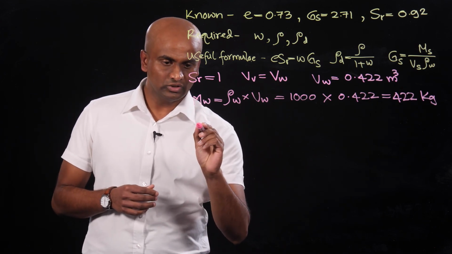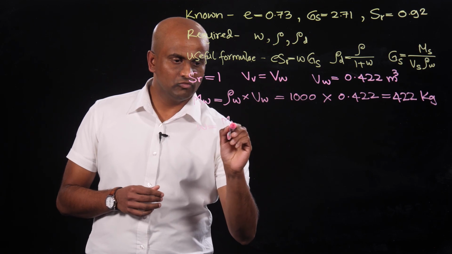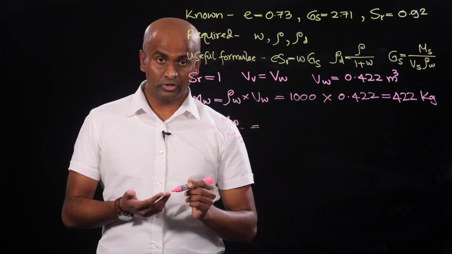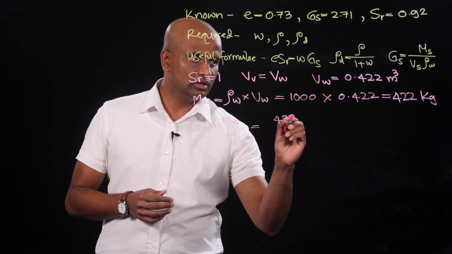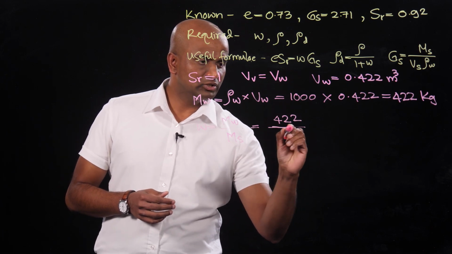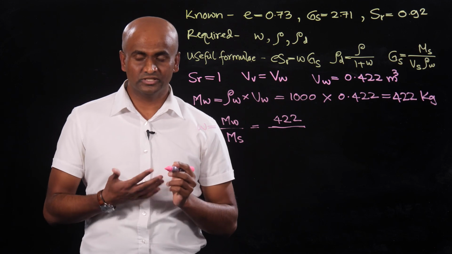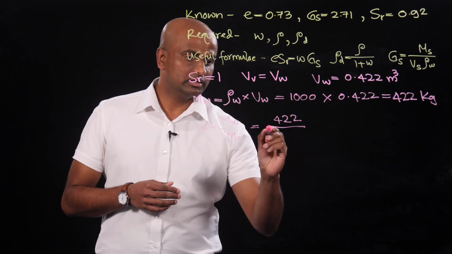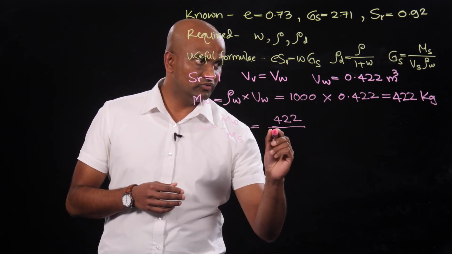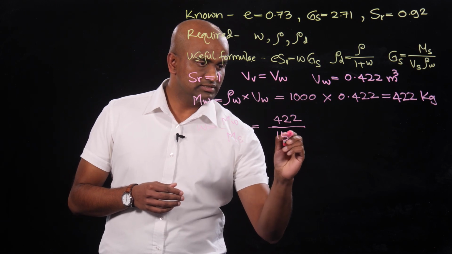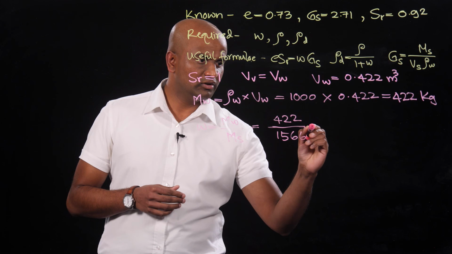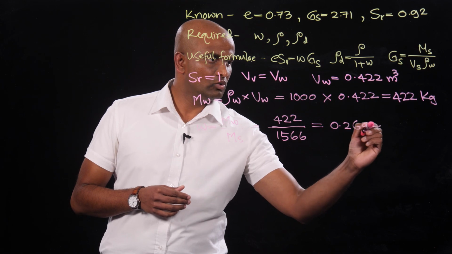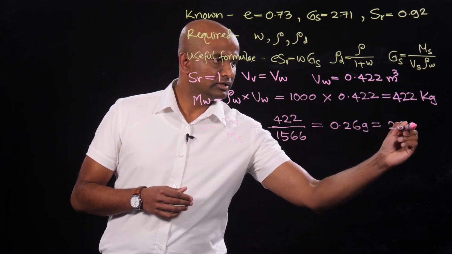Now the water content, which is defined as mass of water divided by mass of solid. Mass of water in 1 cubic meter of soil we have already calculated as 422, and whether it is saturated or not, the mass of solid is not going to change. Mass of solid means the total mass of soil particles, so that will still stay the same as we calculated before, 1566. Therefore, your water content will be 0.269 or 26.9%.